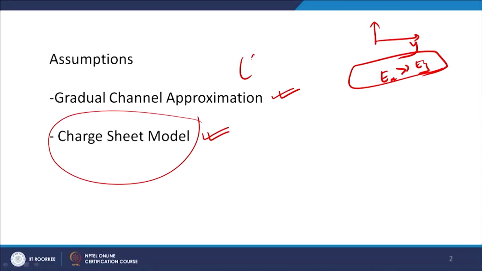So we have two major approximations. One is known as the gradual channel approximation, also referred to as GCA, and we have the charge sheet model here.